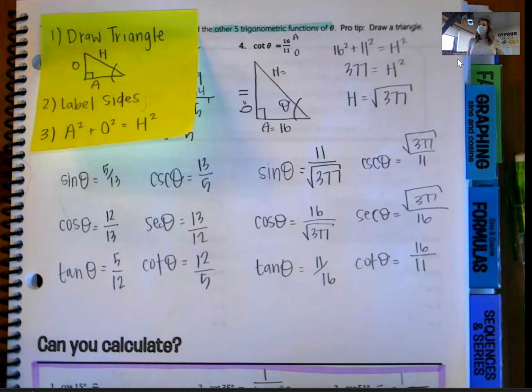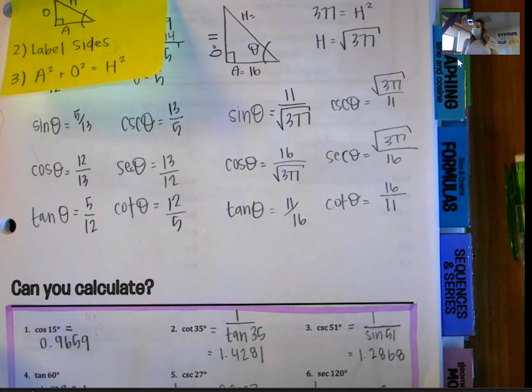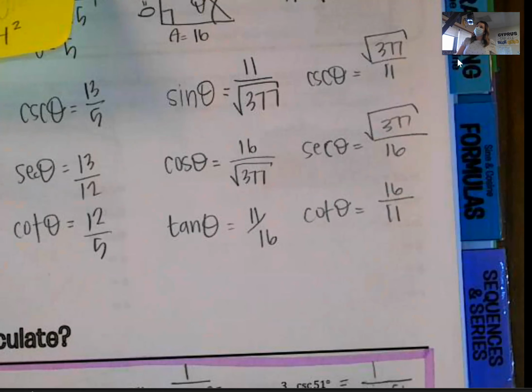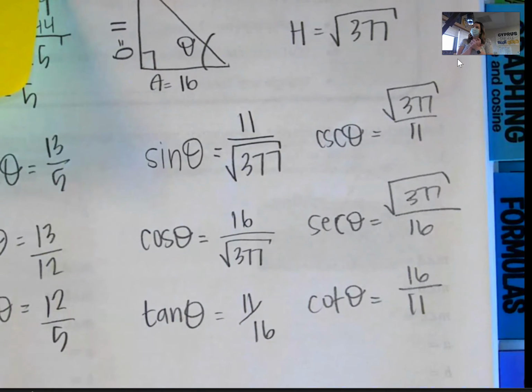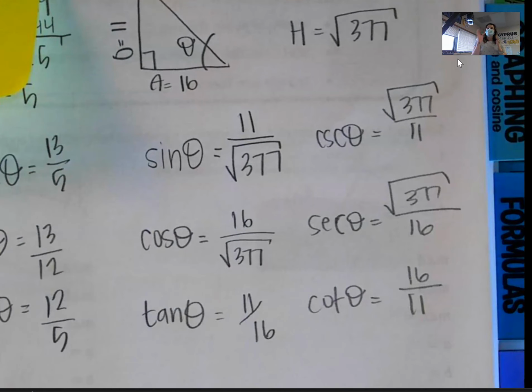Okay, check your answers against mine. I'm getting 16 over root 377, 11 over 16, and then down the next side, root 377 over 11, root 377 over 16, and then 16 over 11. How'd you guys do? Okay? Okay, give your quiz a go. Shouldn't be too bad.